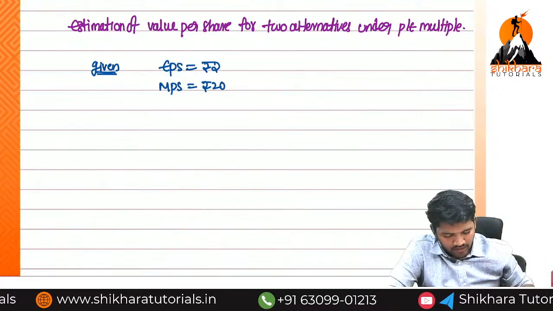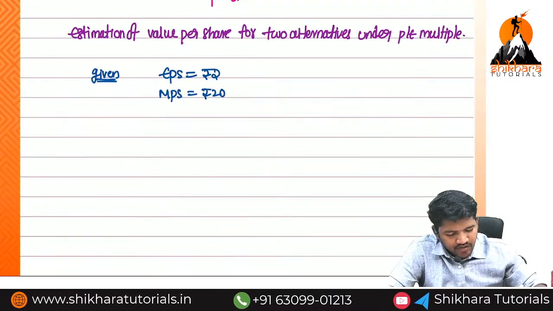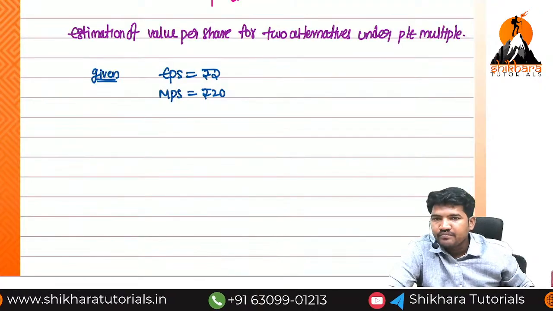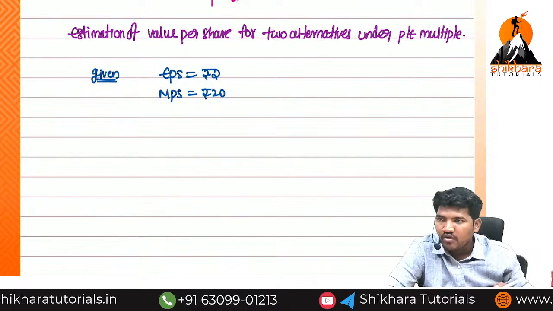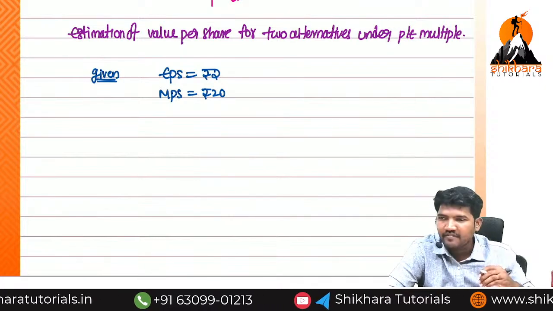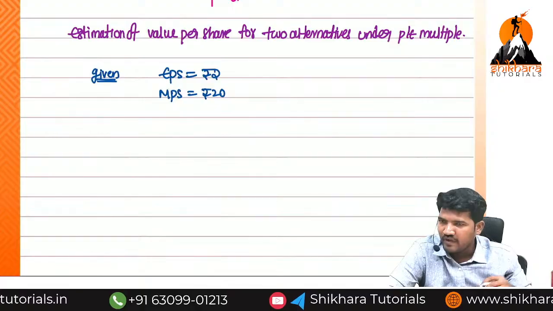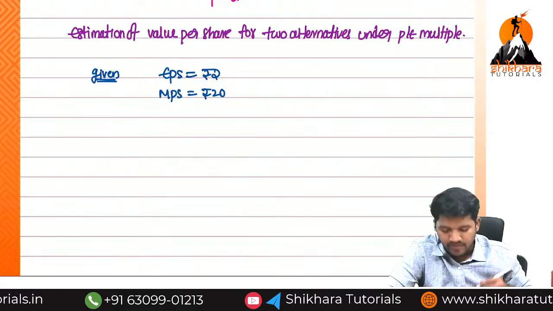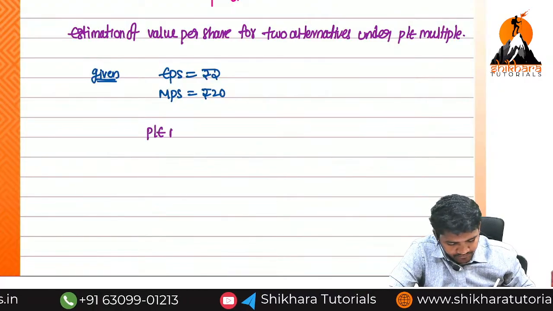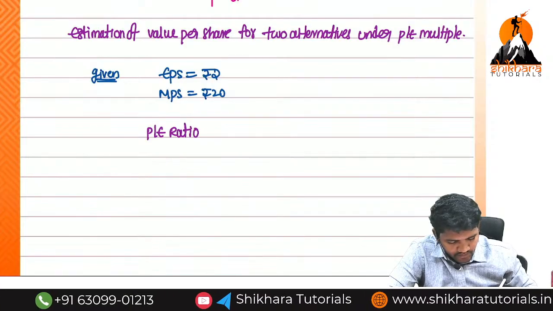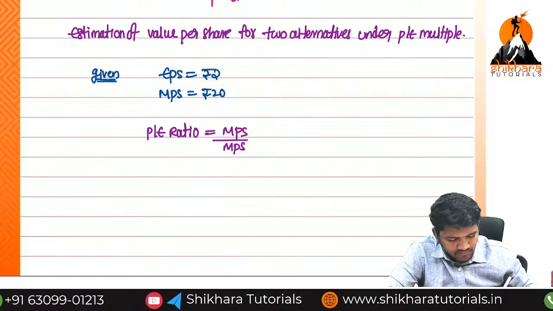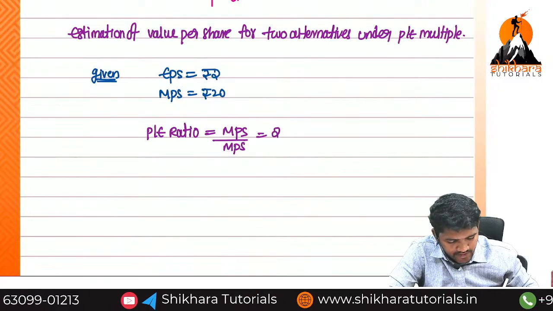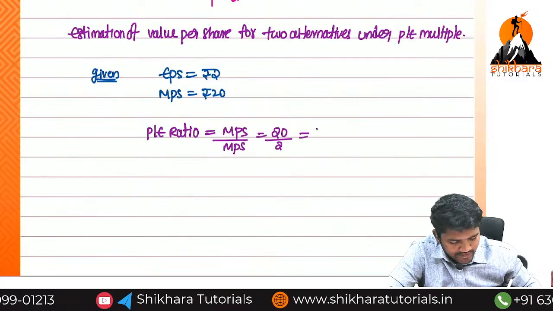Now, by using this, can I find out the PE ratio for existing? I am not solving any cases. Just based on information, I am calculating possible values. PE ratio is equivalent to MPS divided by EPS. 20 divided by 2, that is 10 times.